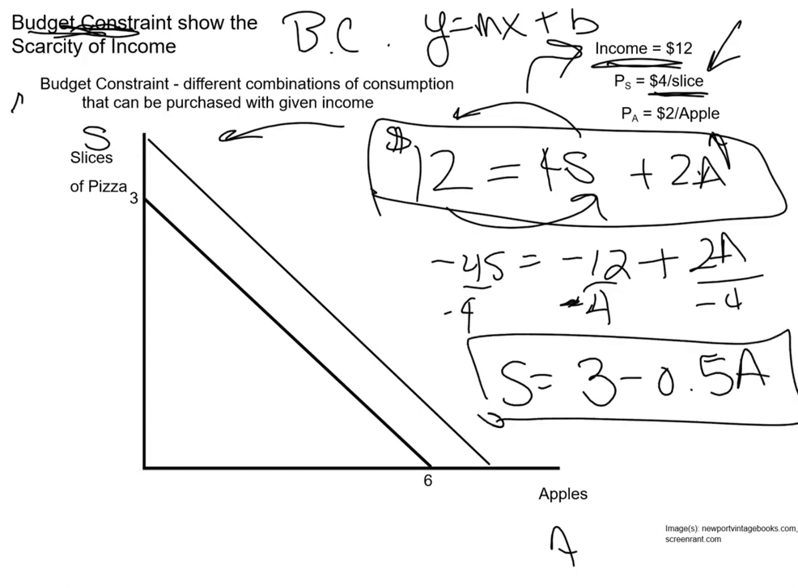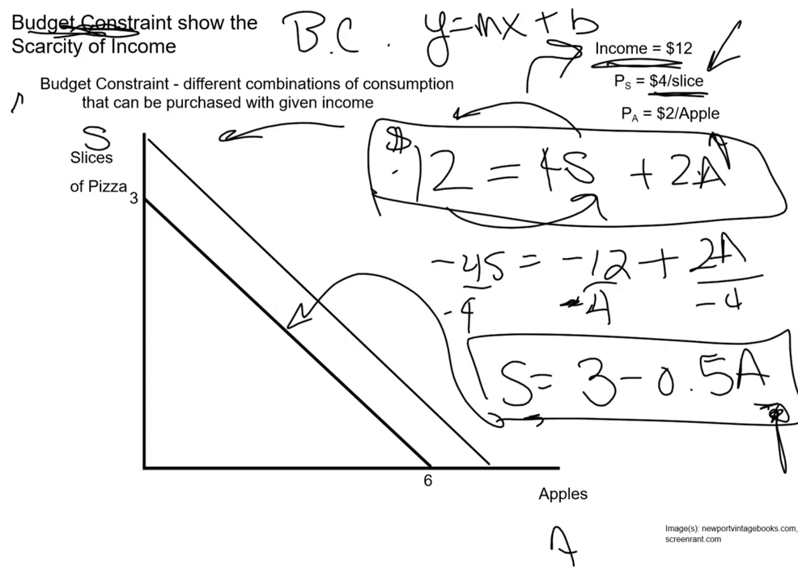That's an equation that describes this line, this budget constraint. It shows all the different combinations of apples and slices of pizza that you could buy with $12. Specifically, this tells you if you've got $12 and you want to buy a certain amount of apples, how many slices of pizza can you buy? And again, verify that all those numbers you just came up with do fit this equation.